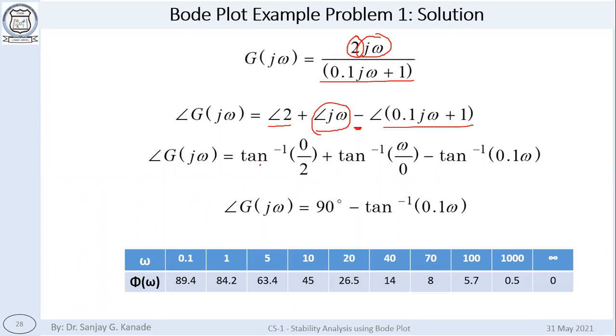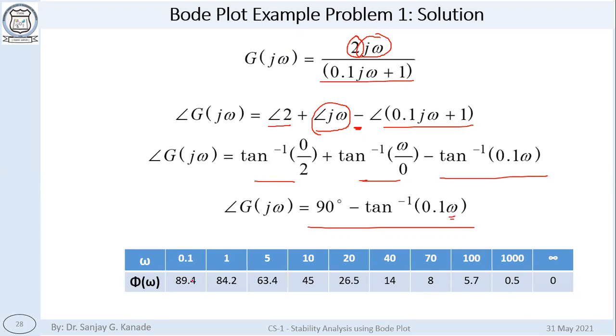Then just use your formula for the phase angle, tan inverse of imaginary part upon real part. You get the individual formula, and then whatever terms get cancelled, let them get cancelled, and then in what remains, substitute the value of omega there.